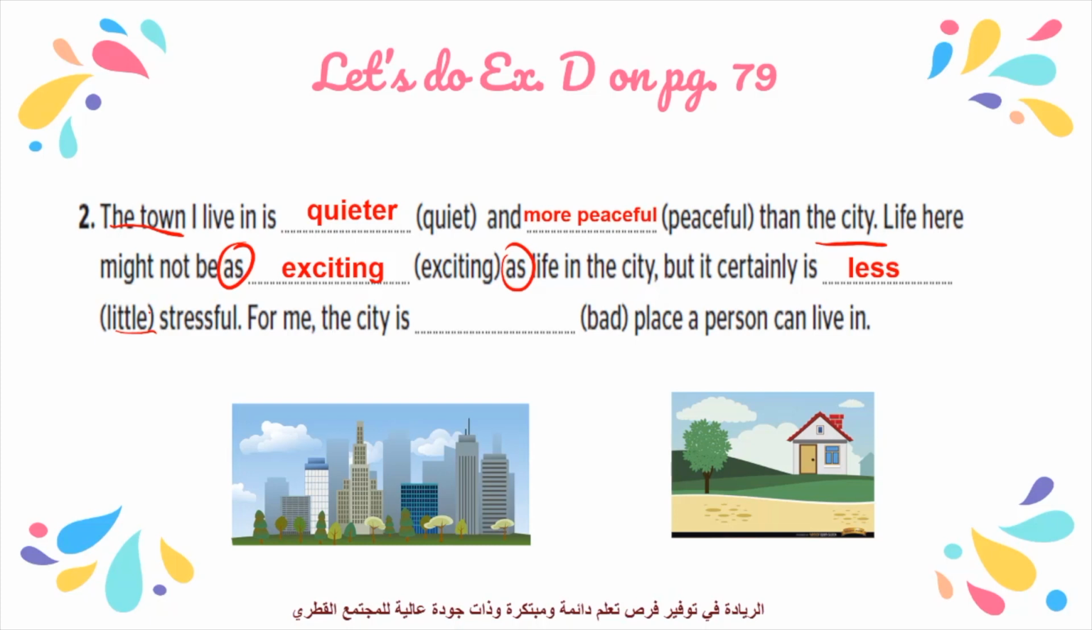Bad is an irregular adjective. But look at the sentence. We are comparing between the city and all the places you can live in. So this is what? Excellent. It's a superlative. Superlative form of bad is the worst.